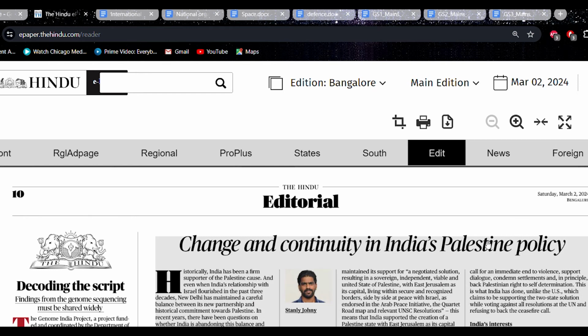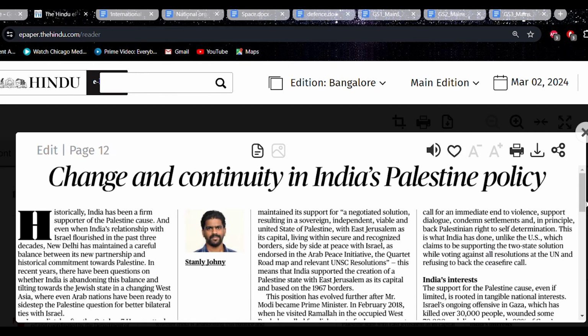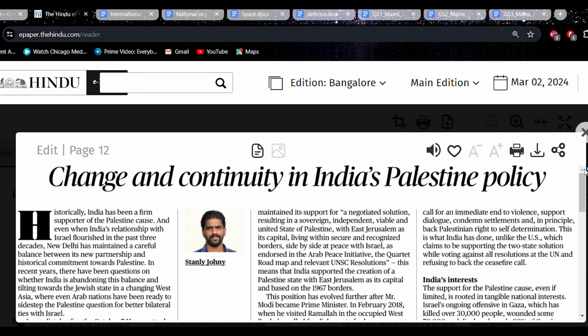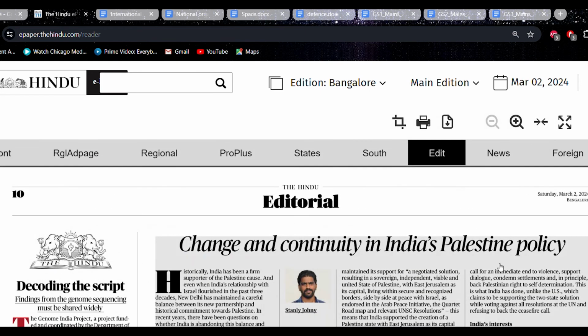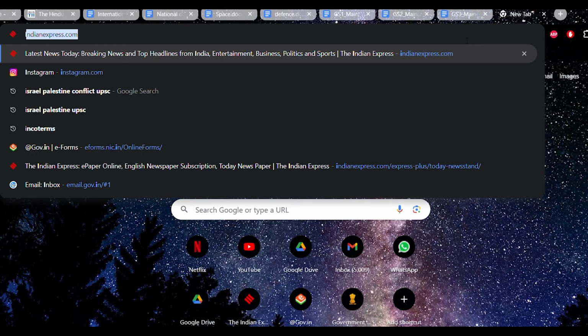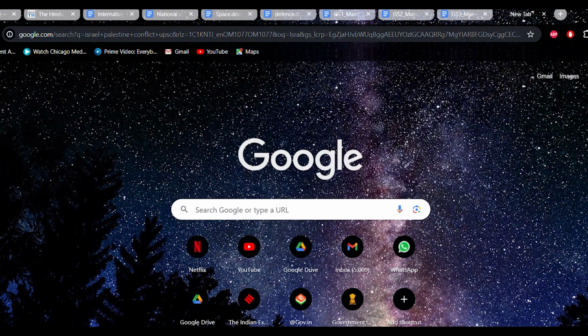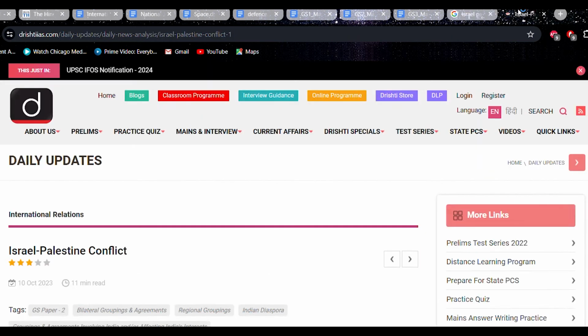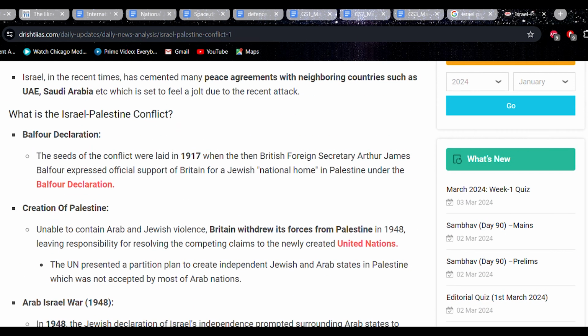Next, coming to the editorial news. See here there is a big article about change and continuity in India's Palestine policy. See, the Israel-Palestine issue has been in the news almost every day for many months. So the first time you're reading it, you must Google it and know the ins and outs of this. Because tomorrow whenever it gets repeated, you need not repeat the procedure again. But for now, you just write Israel-Palestine UPSC conflict. Open any two docs and just read about it.